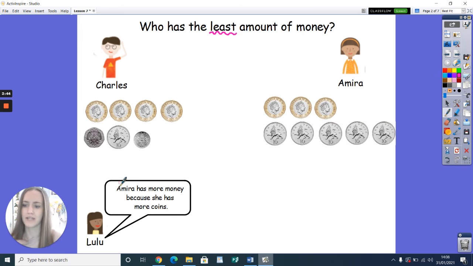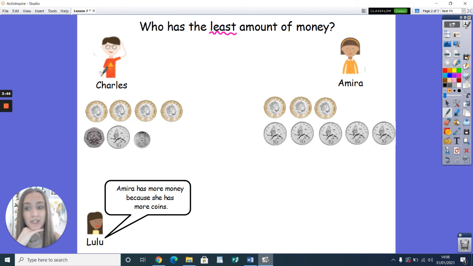Down here, Lulu's saying something. Lulu is saying that Amira has more money because she's got more coins. 1, 2, 3, 4, 5, 6, 7. He's got 7 coins. 1, 2, 3, 4, 5, 6, 7, 8. She has got more coins. Is that right? No, it's not about how many coins they've got. It's about how much they are worth. It's about the value of it.